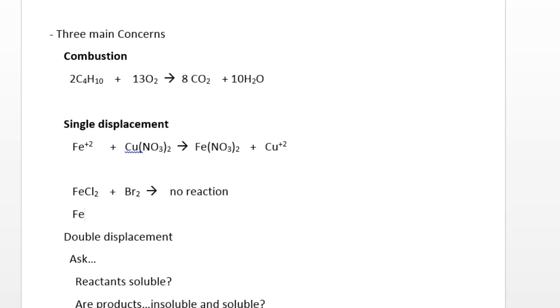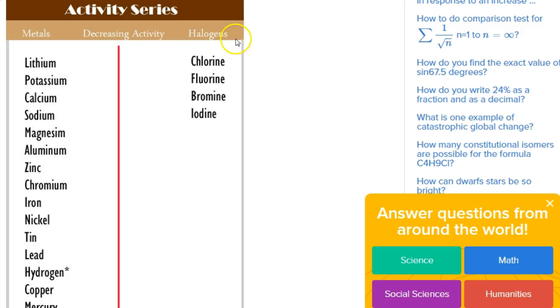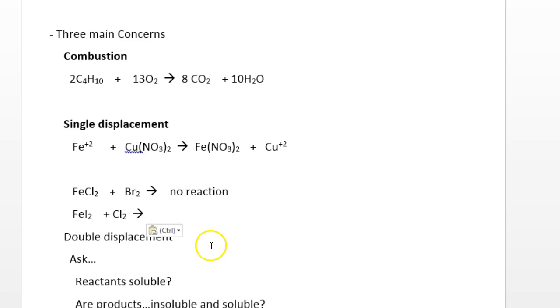Okay. If I wanted to show you one that could happen, let's see, how about if we did FeI2 plus Cl2. We want to know, does this reaction occur? And we go look at our activity series again. We'd see chlorine is higher than iodine, so the reaction would occur. And go back to it. Yep. So the chlorine would replace the iodine, and we'd have FeCl2.